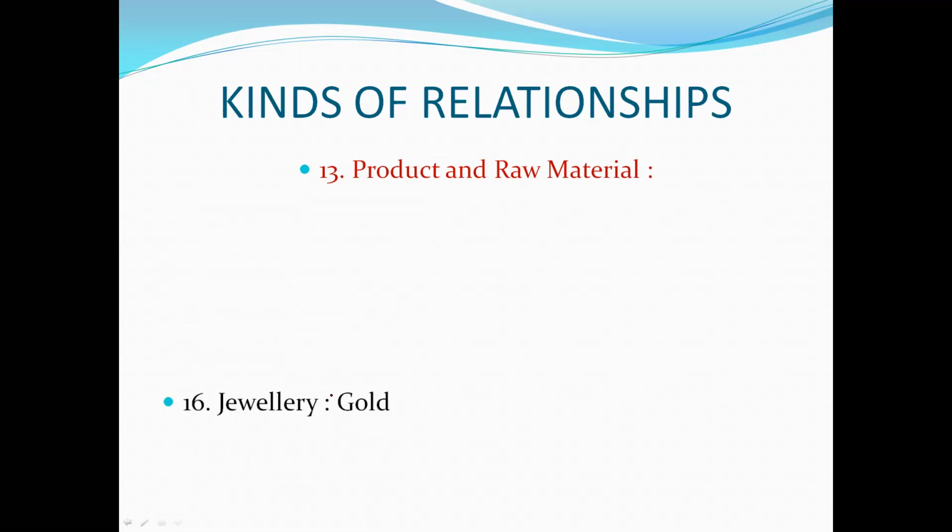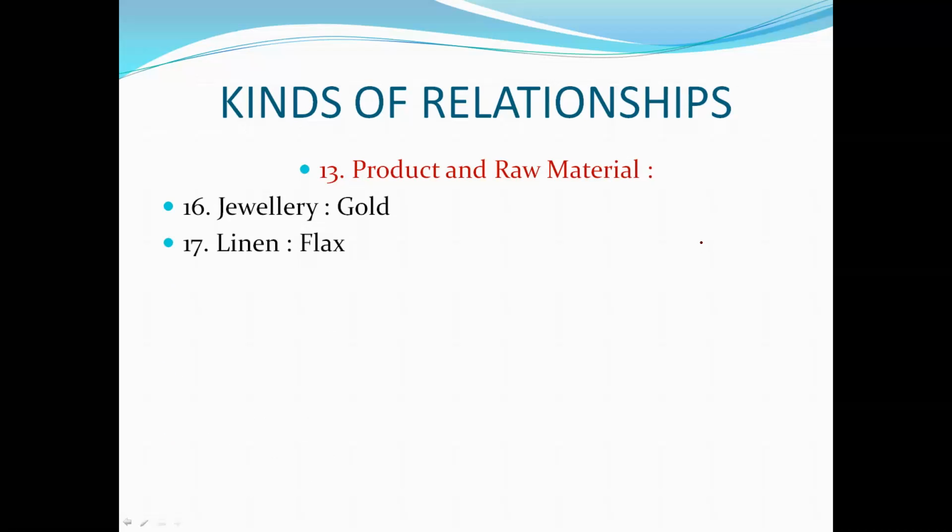On the next slide we have jewelry. Now pay attention. I think we should continue from here. Jewelry is made of gold. Here the raw material is gold, and from gold the jeweler makes jewelry. Then linen is made from flax. Here you should try to consider which is the product and which is the raw material.